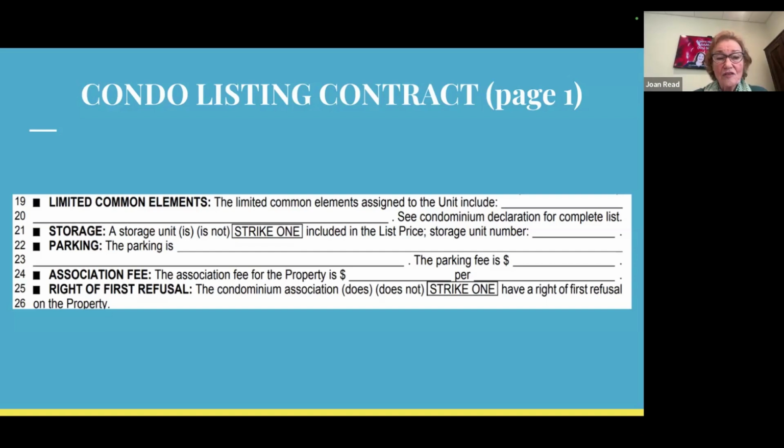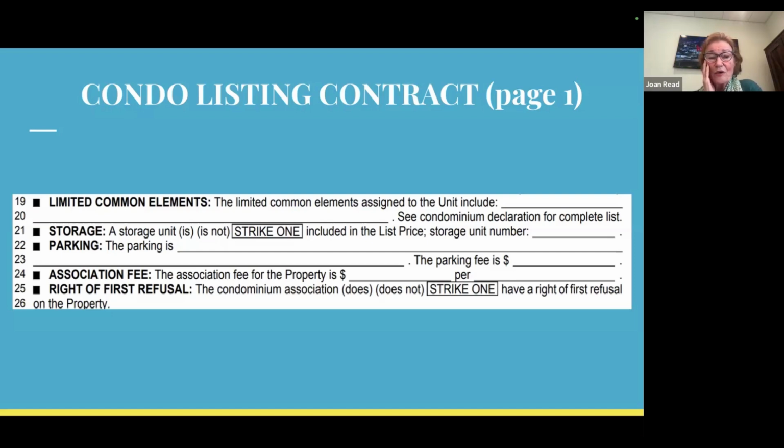So on storage is the next one. A storage unit is or is not included in the list price. And if it is, what the storage unit number is. You got to be careful about parking and storage. Sometimes they can be deeded into the ownership of the condo. Sometimes they are separate. So make sure that when you're going over the condominium declarations, that you understand how the storage unit and the parking space are being transferred to the new buyer.